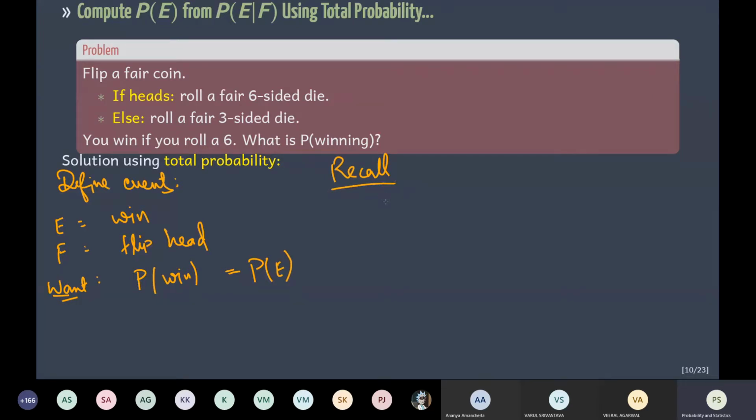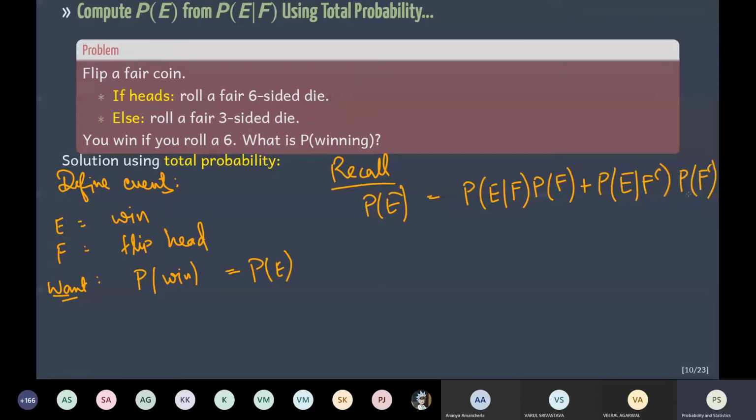So total probability, what does this say? If I have to compute the event E, then this is probability of E given F, probability of F, plus probability of E given F complement and probability of F complement. Okay, so this is the law of total probability. If we were supposed to use this, then we need to obtain these individual values, right?